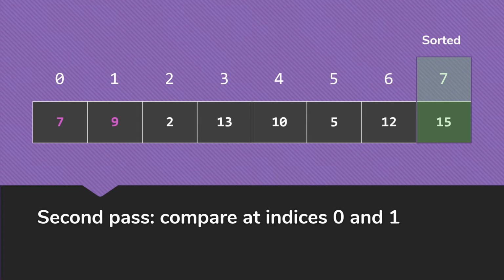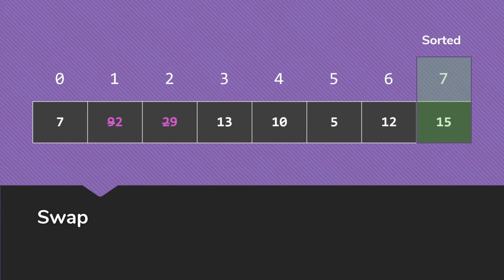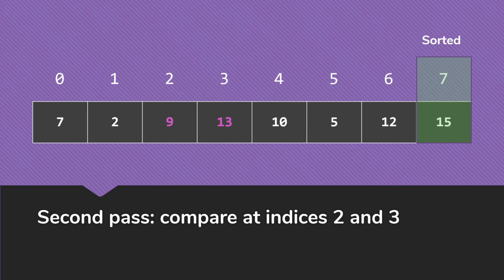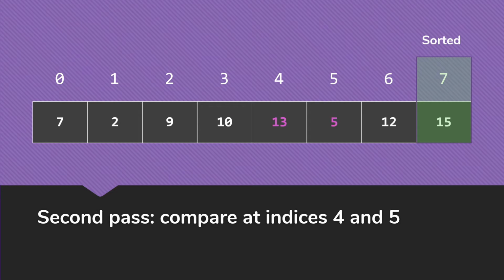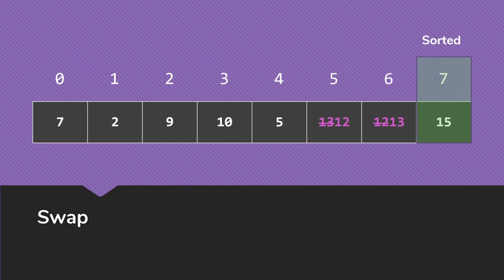So the 7 and 9 are in order, they don't need to have anything done to them. We look at the 9 and 2 at indices 1 and 2. Those are out of order, so we swap them. We look at the 9 and 13. Those are in order, so that stays the same, and we move on to indices 3 and 4, the 13 and the 10. Those are out of order, so we swap. 13 and 5 are out of order, so we swap those. And finally, 13 and 12 are out of order, so we swap those.